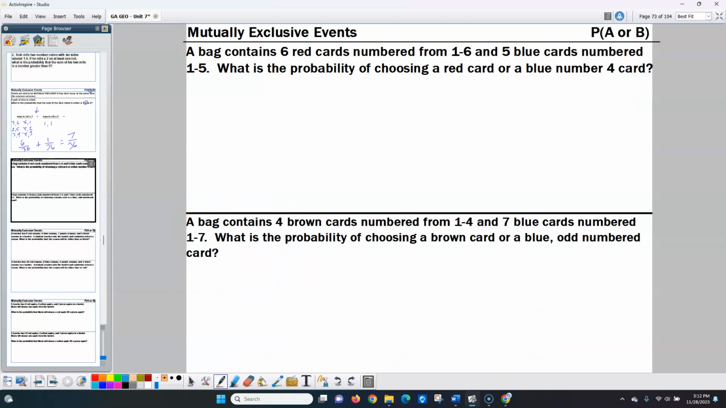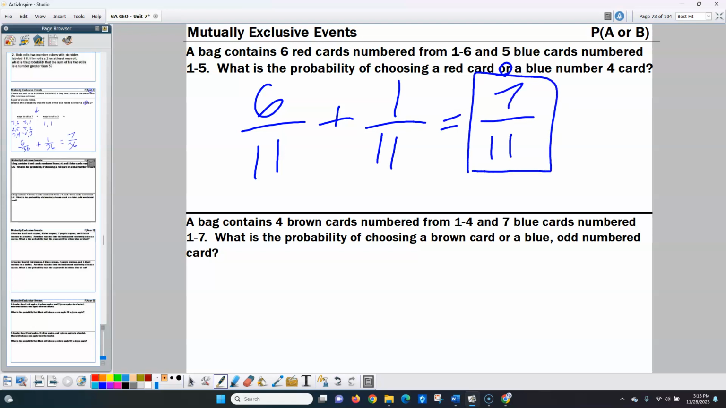A bag contains 6 red cards numbered 1 to 6 and 5 blue cards numbered 1 to 5. What's the probability of choosing a red card or a blue number 4 card? So you imagine you've got this bag, there's 6 red cards in there, and then there's 5 blue cards in there. What's the probability of choosing a red card? Well, how many total cards we got? We got 11 total cards. How many of them are red? 6. Or means add. A blue number 4 card. Well, how many blue number 4 cards are there? 1 out of 11. That's 7 out of 11. That's the probability you would choose a red card or a blue number 4 card.